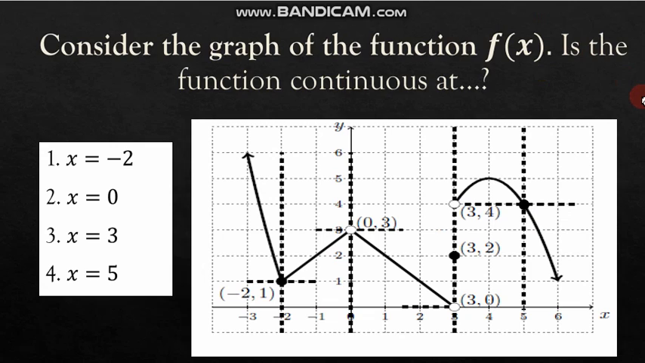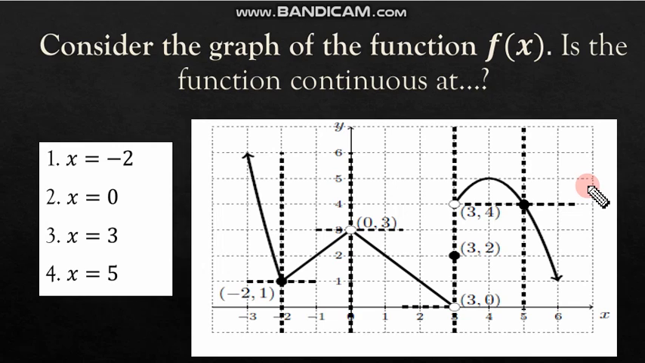Okay, so consider the graph of the function f of x. Is the function continuous at number 1, x is equal to negative 2? Number 2, x is equal to 0. Number 3, x is equal to 3. Number 4, x is equal to 5. You can pause this video to answer if the function is continuous or not at the given points here.